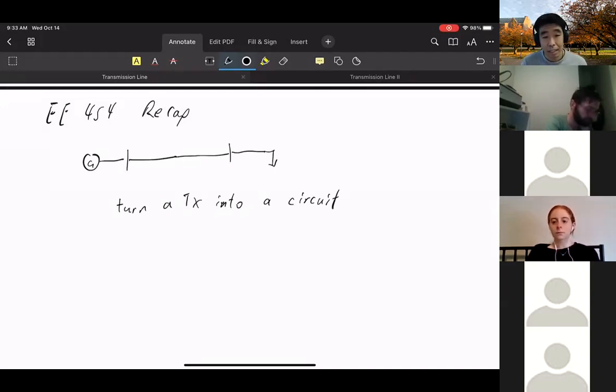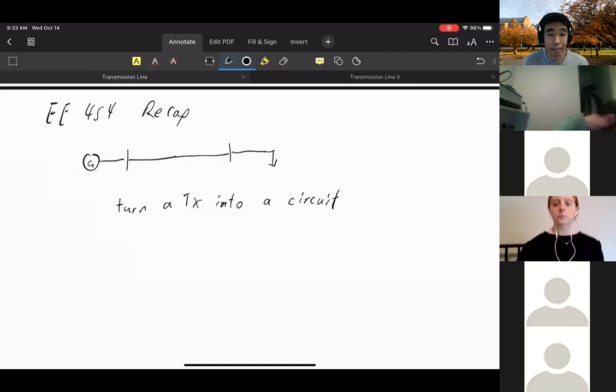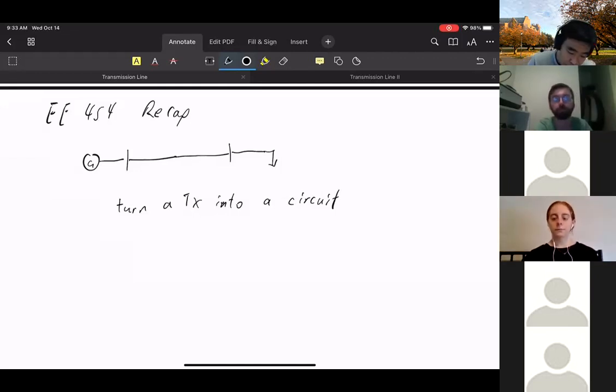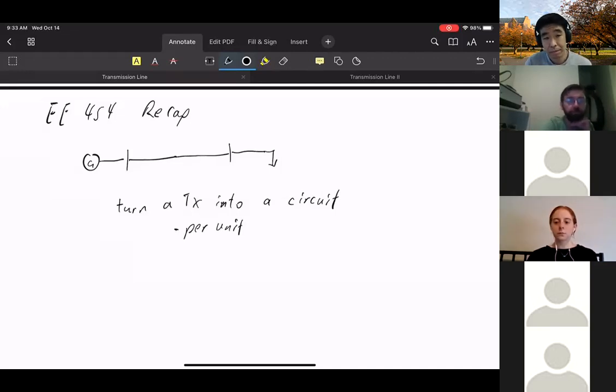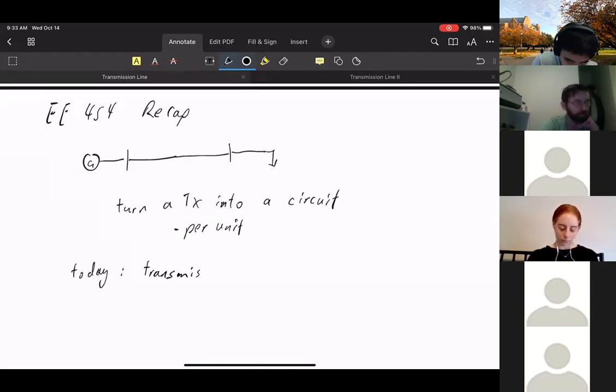Our goal is to turn this whole system into a circuit. We can make transformers into a circuit; per unit analysis allows us to do this. And then today we're going to look at the transmission line.